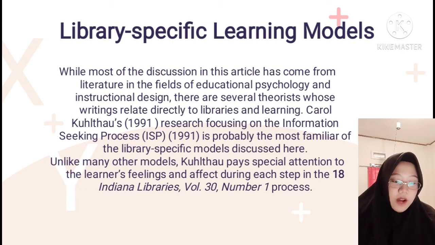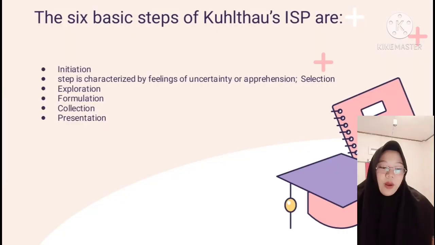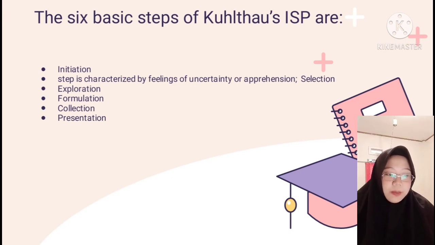Unlike many other models, Kuhlthau pays special attention to thinking, feeling, and action during each step in the process. Here are the six basic steps of Kuhlthau's ISP. Okay, the first is about initiation. Learners begin the research process by recognizing a need for information.